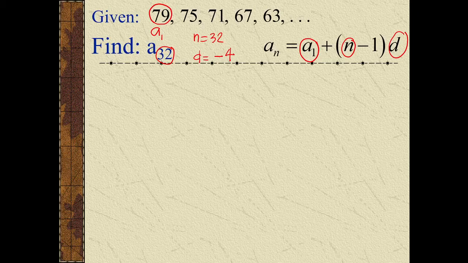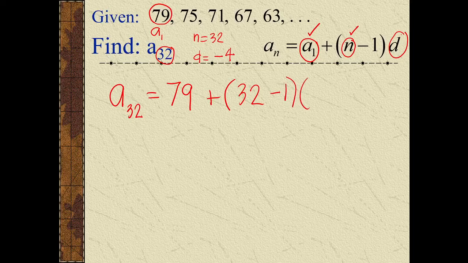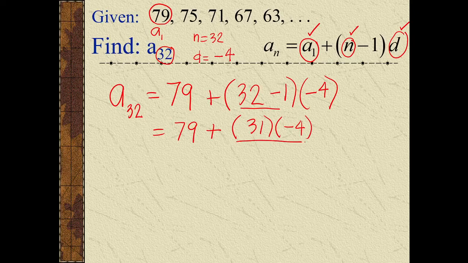Okay, substitute everything to the formula. A sub 32 is equal to, what's the first term? 79 plus n, what's n here? 32 minus 1, times the common difference. Do not forget the negative sign, negative 4. Okay, let's continue. 79 plus, this is 31 times negative 4. Now, multiply these. How much is 31 times 4?